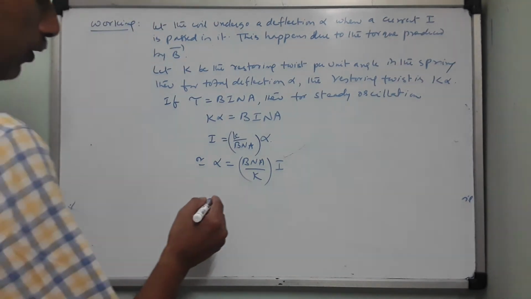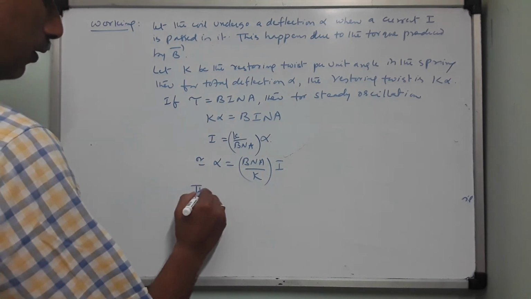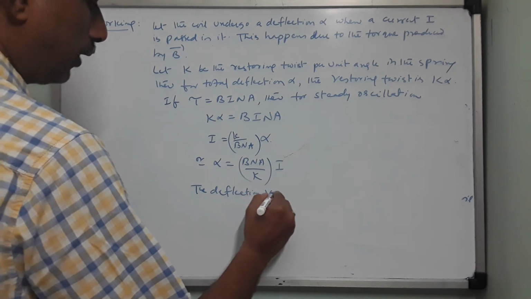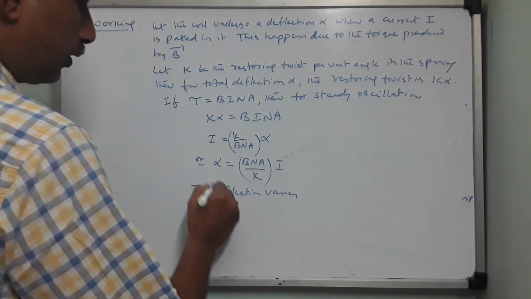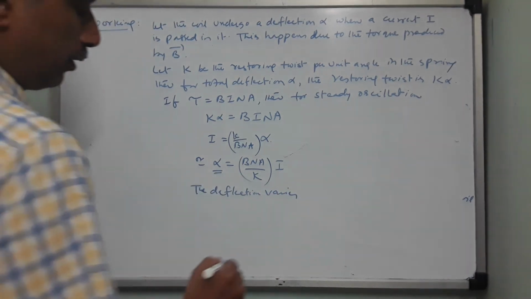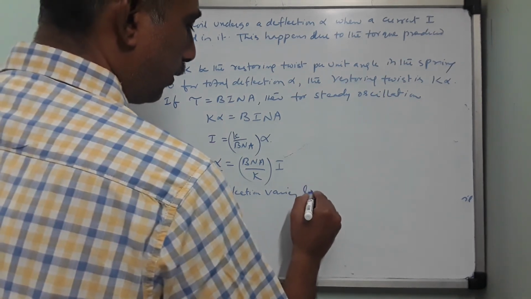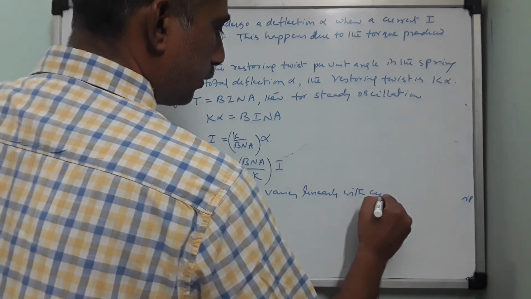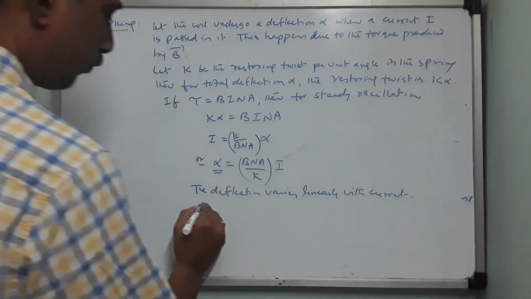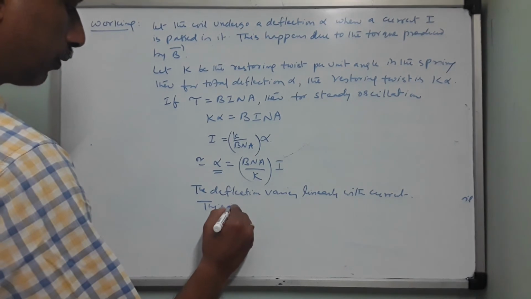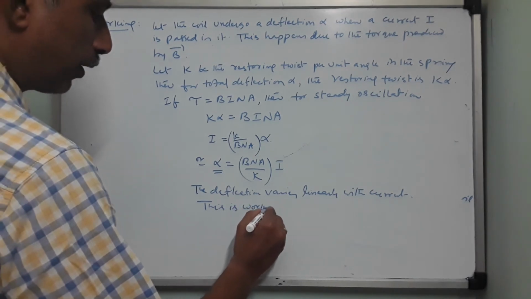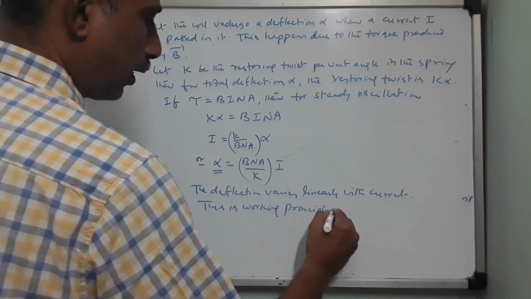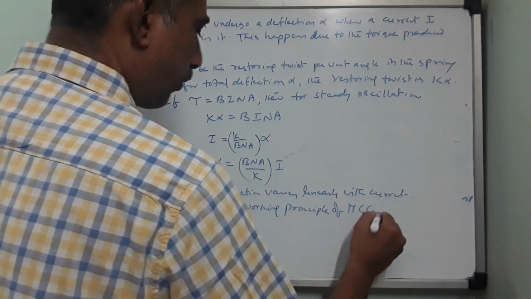So therefore, we say that the deflection varies linearly. What is deflection? This is deflection. So the deflection varies linearly with current. This is working principle of MCG, moving coil galvanometer.